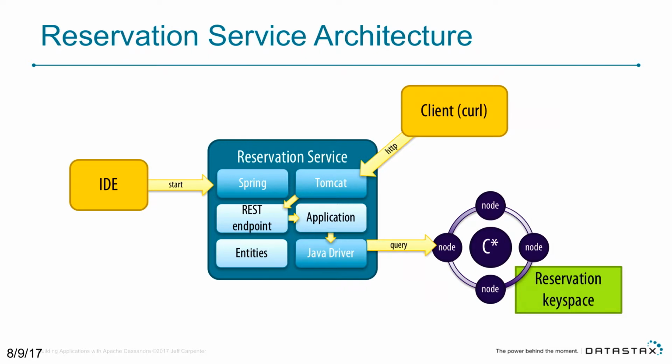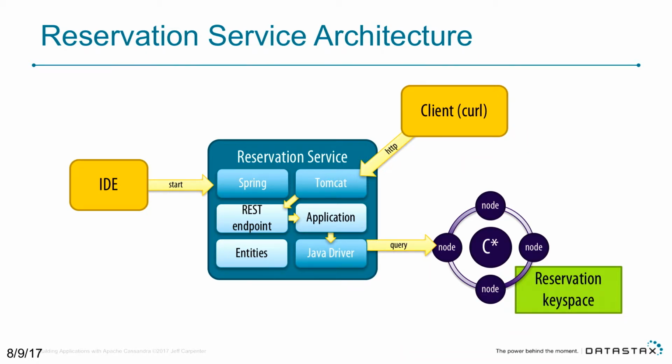I'll use curl as a simple client to send HTTP requests. Although if you're comfortable with Postman or another tool like that, you're welcome to install and use that tool as well. When the reservation service receives a request, the embedded Tomcat web server receives it at port 8080 and invokes our REST endpoint. The REST endpoint implements operations to create, update, delete, and search for reservations. The REST endpoint calls into our main application class, the reservationservice.java file, whose job it is to interface to Cassandra via the DataStax Java driver.